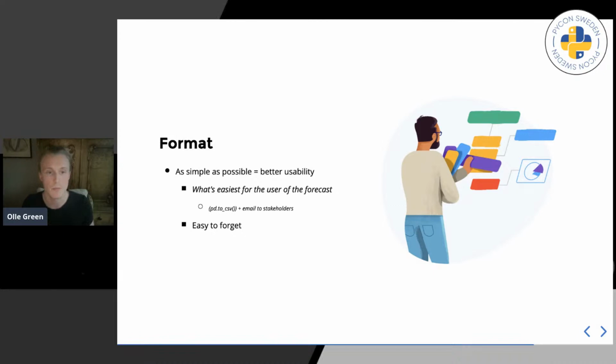It's easy to forget this step, but once again, talk with the people who are using your forecast and find the optimal way of doing this. Of course, if you find something that is way more efficient, pose the question if you could change it to what they prefer, but remember the end user.